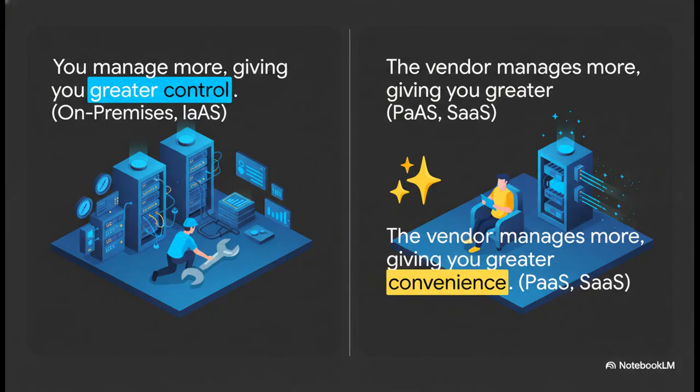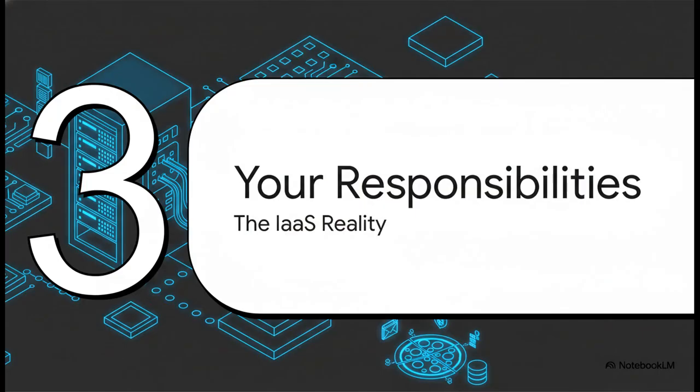And all of this brings us to the most important point of this section. There's a fundamental trade-off here. As you move from on-premises over to SaaS, you're giving up granular control in exchange for convenience. On the left side, with on-prem and IaaS, you manage a lot more, which gives you more control but also way more responsibility. On the right, with PaaS and SaaS, the vendor handles more of the heavy lifting, making your life a lot more convenient. There's no one right answer. It's all about finding the right balance for your team. All right, let's move away from the simple pizza analogy and get into the real-world, high-stakes consequences of this decision.